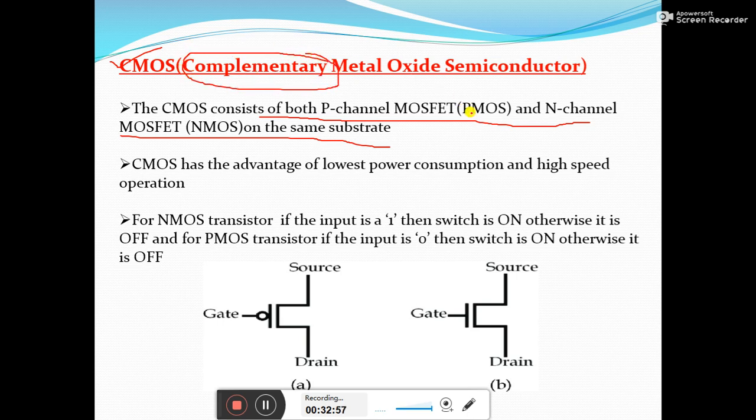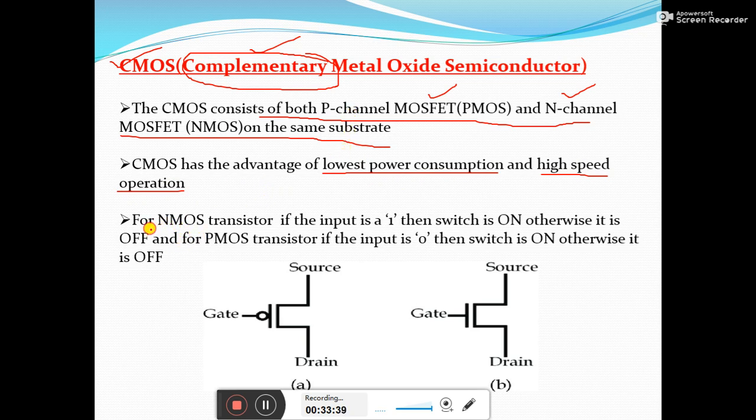The P channel MOSFET operation is entirely complementary to the N channel MOSFET operation. They are exactly the reverse of each other. So that's why the name complementary. CMOS, why CMOS is preferred: the basic advantage of CMOS over the previous FET versions is, the very first advantage is that this is going to consume very low power. This is a very low power consuming device, and you can also achieve fast switching operation, or you can say high speed operation. For these two reasons, CMOS is preferred over the previous versions of FET.